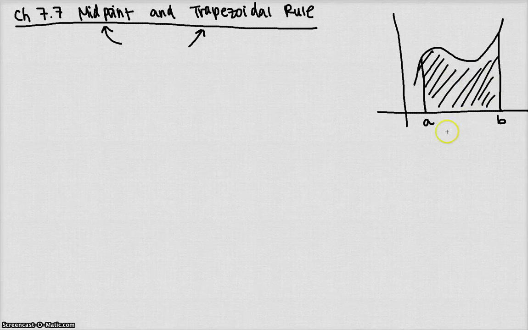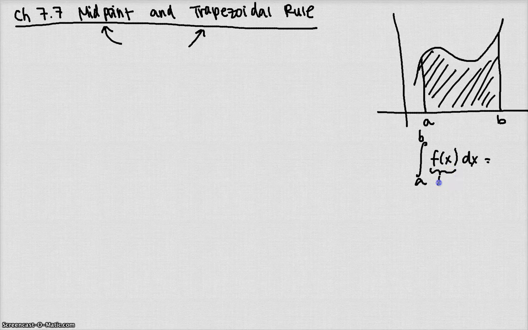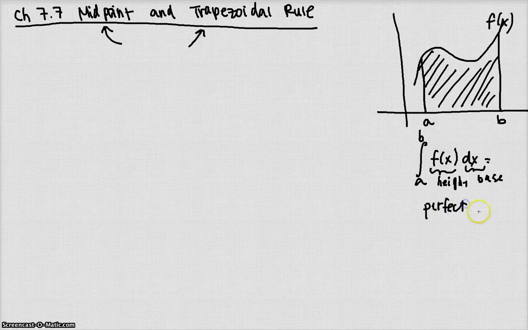So the perfect area under this curve from A to B is the definite integral from A to B of whatever function we have, dx. Remember what this meant? This is the height. It was basically derived from the height times the base of rectangles. So it's base times height. As the base gets infinitely small, so my delta x gets extremely small, my height is just the function itself. And this is my function. So this will equal the perfect area.